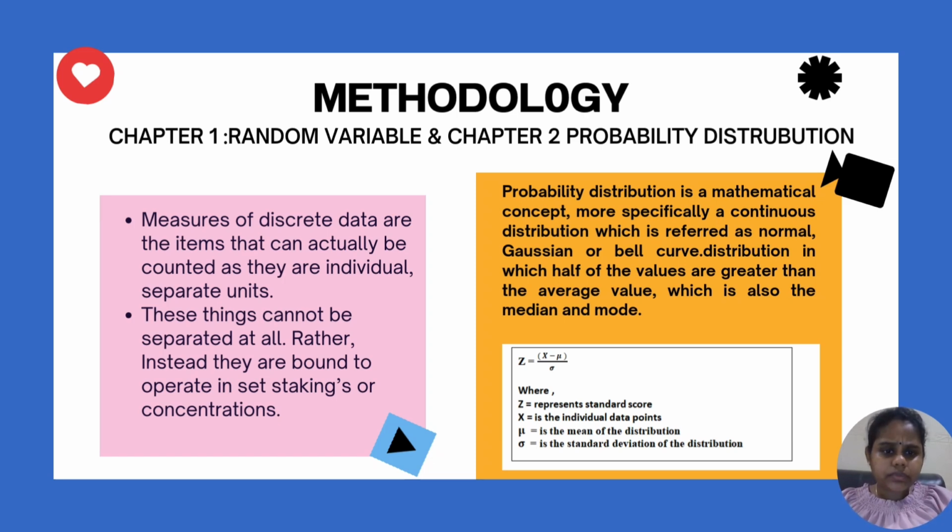more specifically a continuous distribution, which is referred to as the normal, Gaussian, or bell curve, which is shown in a graph. It is a distribution in which half of the values are greater than the average value, which is also the median and mode. This is the formula that we will use for chapter 2: z equals x minus mu, where mu is the mean, divided by sigma, the standard deviation.